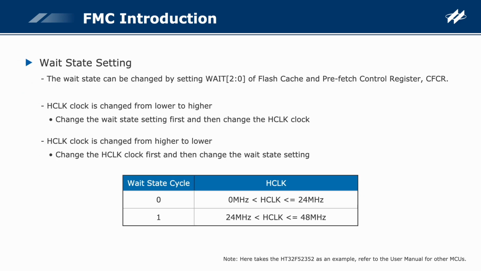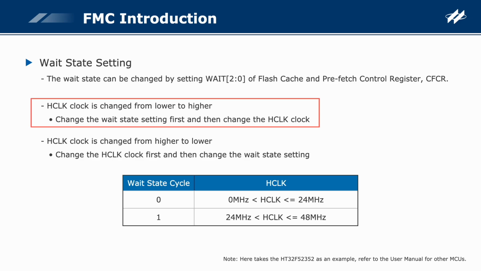Since the access speed of flash memory is slower than the CPU, FMC provides a prefetch register to reduce the CPU wait state. Then, we'll talk about how to set the FMC wait state. When the HCLK clock is greater than the access speed of flash memory, the wait state cycles must be inserted during the CPU fetch instructions or load data from flash memory. The wait state can be changed by setting WAIT bits of flash cache and prefetch control register, CFCR.